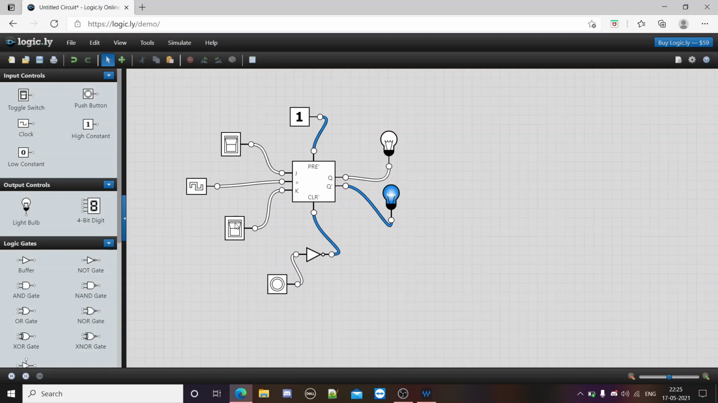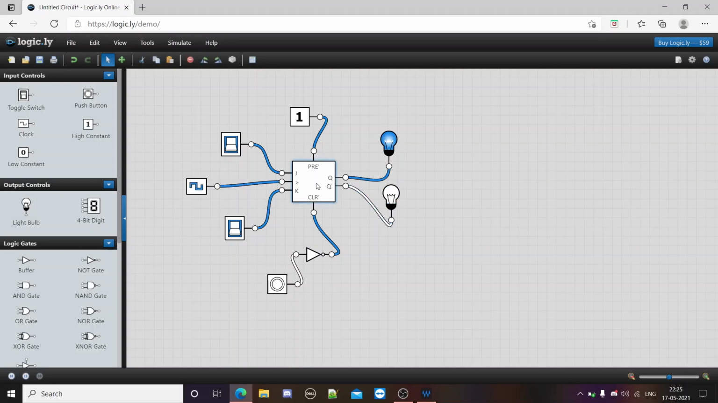Now if we give J as 0 and K as 1, it remains in the set state. When J is 1, K is 0, it is in the reset state. If both are 1, it remains in the inverse of the previous state. It will be in 1 or 0. It will keep on changing. If the previous state is 1, it will be 0. If previous state is 0, it will become 1. This is how JK flip flop works.